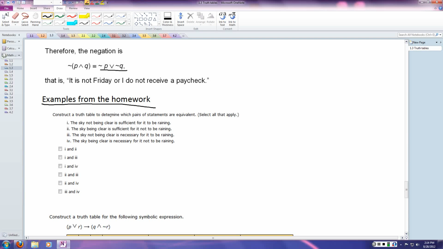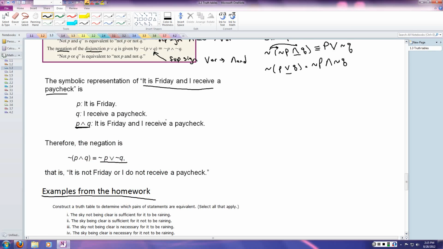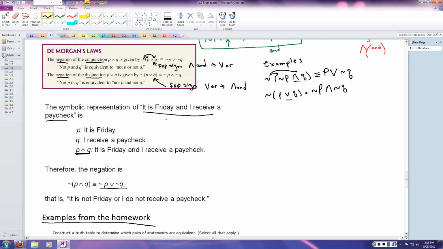Construct a truth table to determine whether the pairs of statements are equivalent. Now, truth tables are very long. It takes a lot of time to do truth tables. So instead of doing a truth table, you can get away with applying De Morgan's laws.